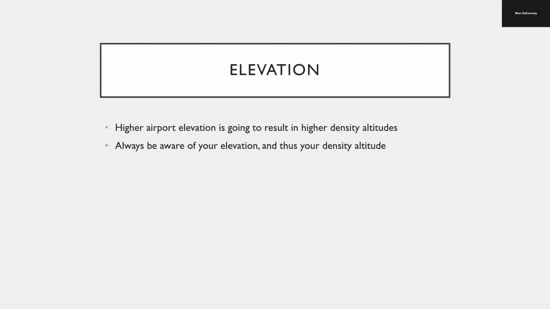So if you're out west, in Colorado, and you're at a field that's 5,000 feet above mean sea level, you're already starting out at a high elevation, which is automatically going to make your performance worse, right? You need to calculate your density altitude, and your density altitude is already going to be elevated because you're at higher field elevation.